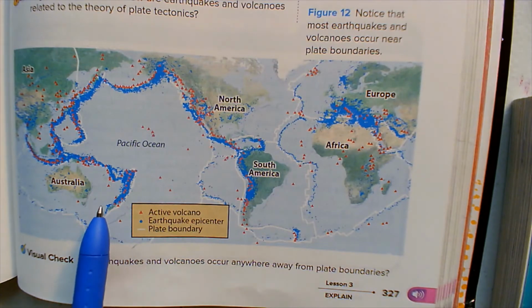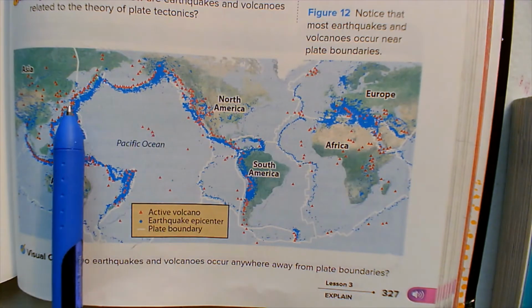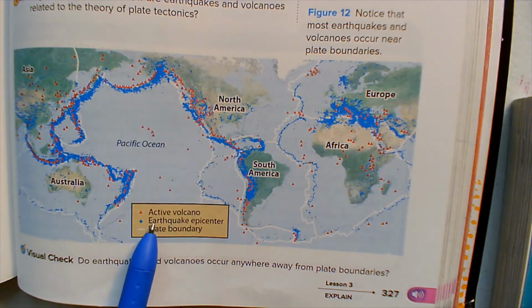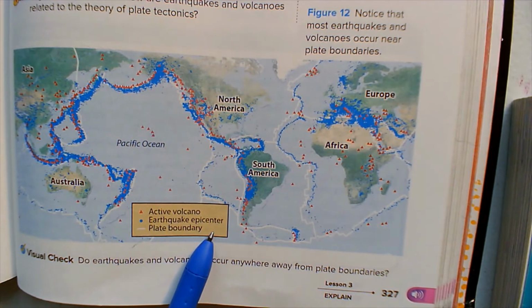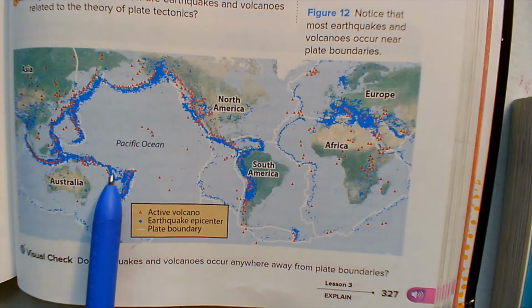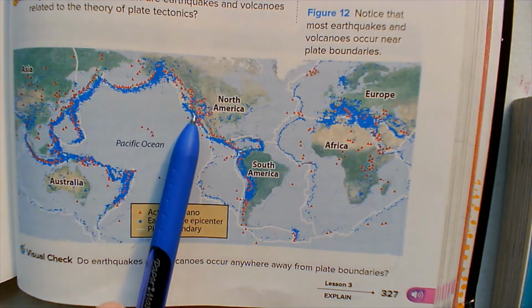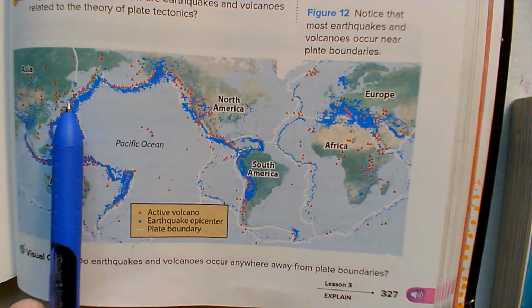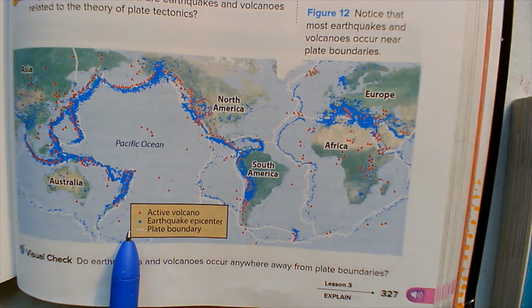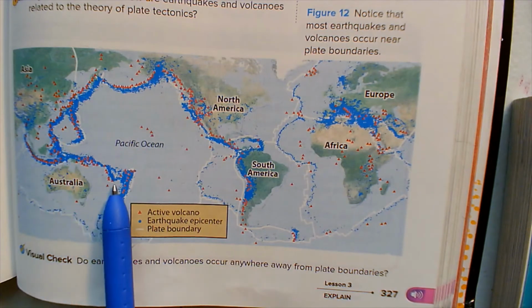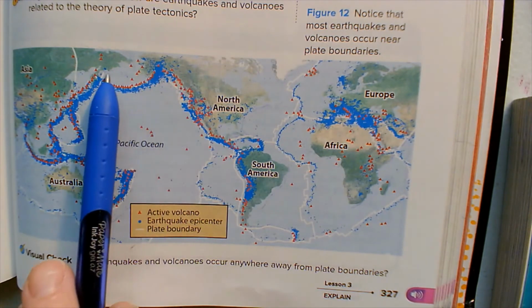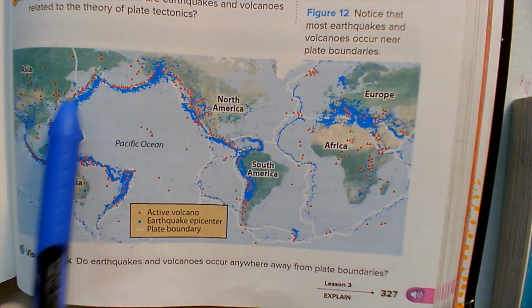So you can see all of the red triangles are active volcanoes, and then the blue is earthquake epicenters. So there are a lot of earthquakes and active volcanoes at the edges of all of these plates. And this is something called the Ring of Fire. Okay, so they call this the Ring of Fire because of all the volcanoes that you can see around here.